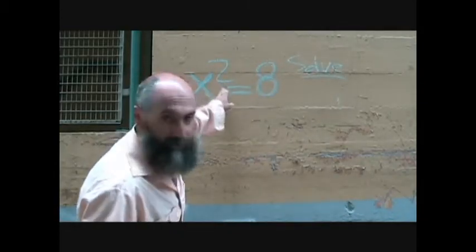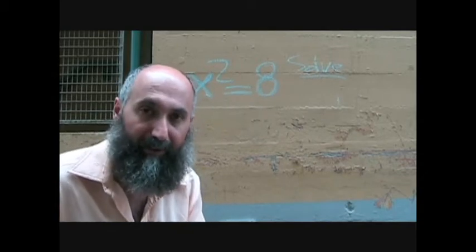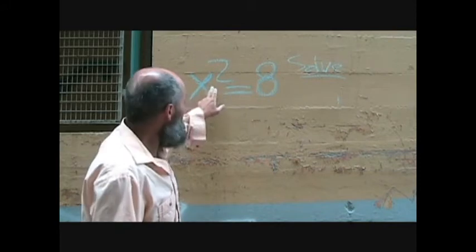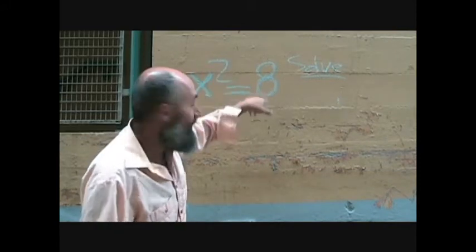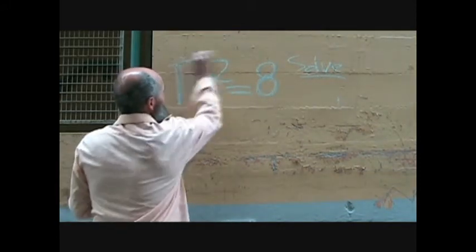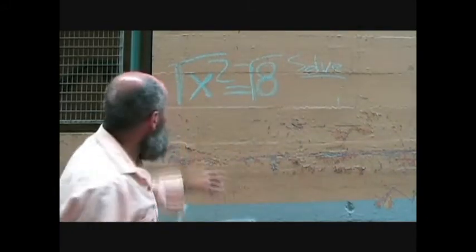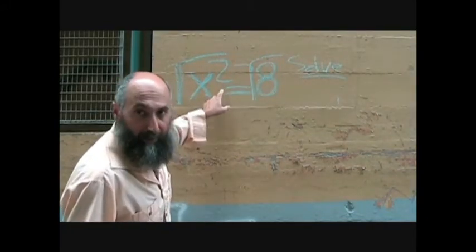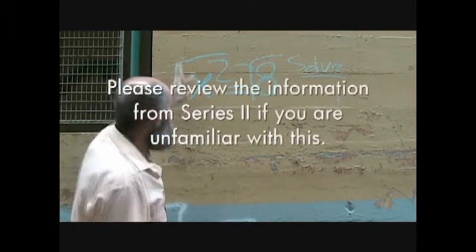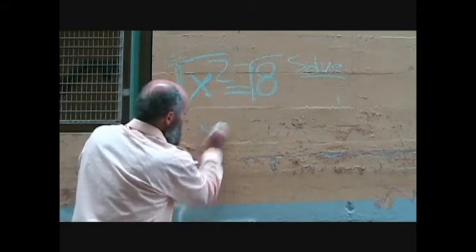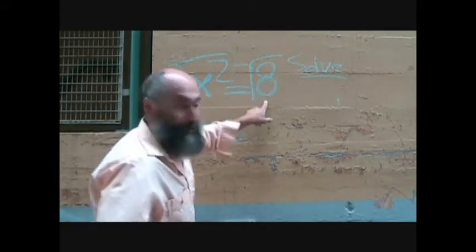To get rid of the squared, we have to take the square root of it. So if you want to get x by itself, you take the square root of one side, and you take the square root of the other side. Now, the square root of x squared, again, this is Series 2, should also equal x. So this becomes x is equal to the square root of 8.